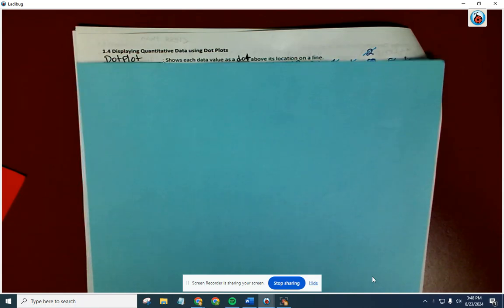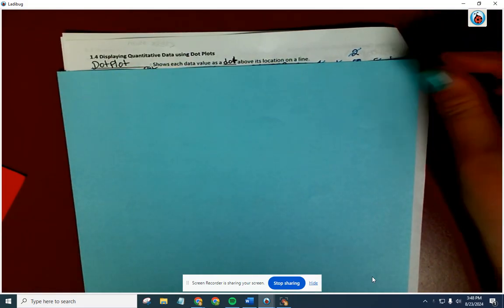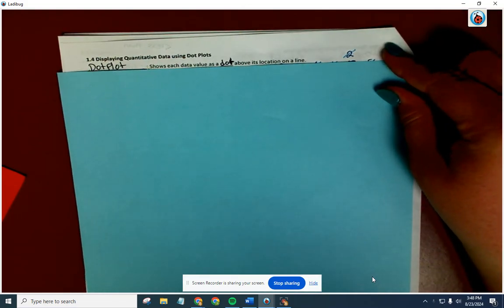Hey guys, today we're going to go over 1.4, displaying quantitative data using dot plots. Dot plots show each individual value as a dot located on the line.